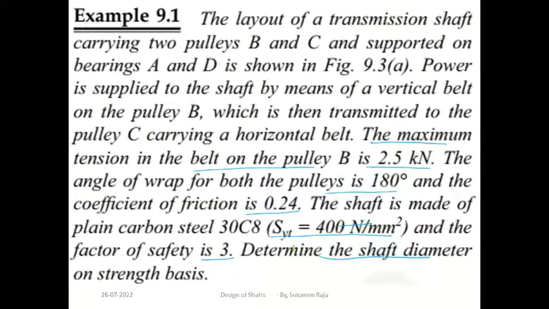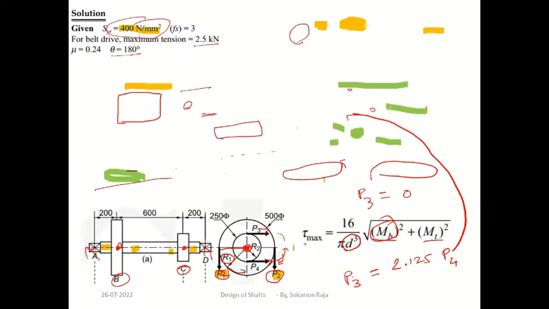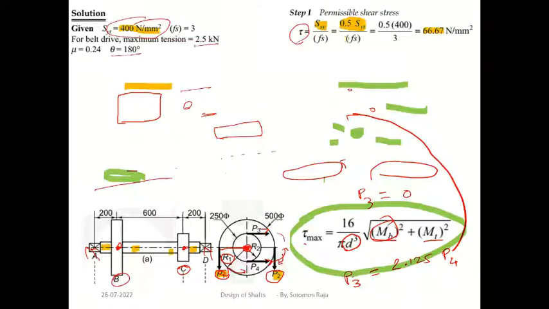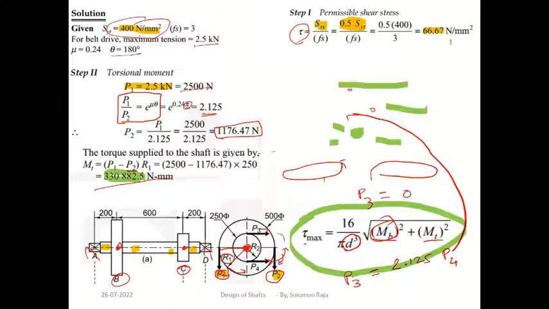Very simple problem. They have given the question like this. Only one formula: tau max equal to. This is the only formula which you are going to use. But they didn't give MB value, MT value. First we have to find out tau max value. To find tau max value, they have given the tensile stress. So half of the tensile stress will be equal to the shear stress value. So shear stress by factor of safety, we got 66.67.